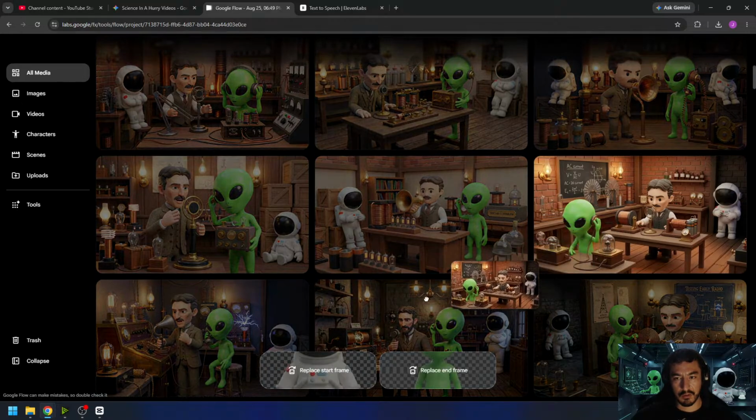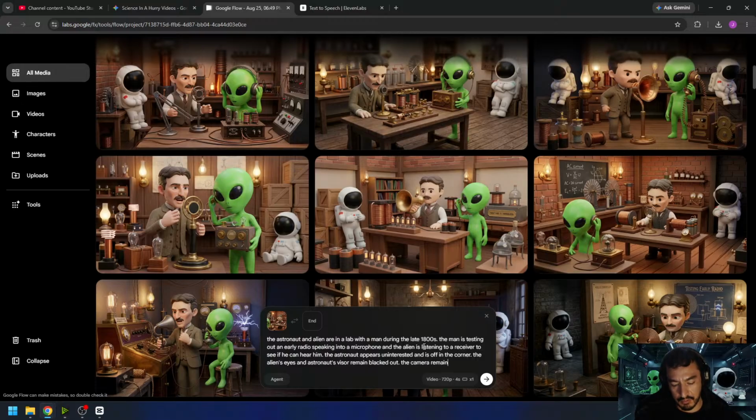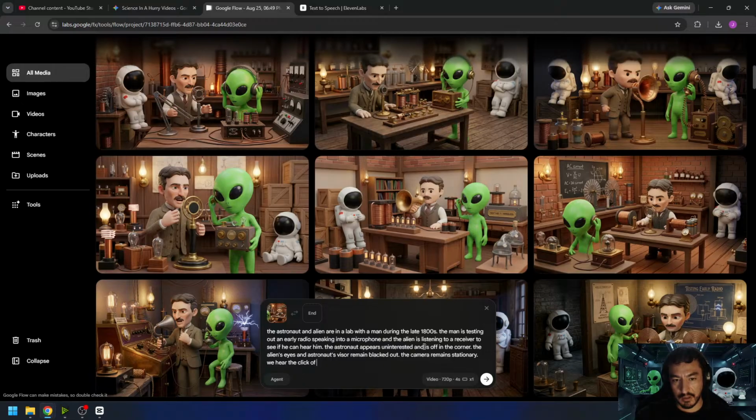Video, 4 seconds. Astronaut and alien are in a lab with, again, a man during the late 1800s. The man is testing out an early radio, speaking into a microphone, and the alien is listening to a receiver to see if he can hear him. Astronaut appears uninterested and is off in the corner. The camera remains stationary. We hear the click of a radio. No music, no speech.